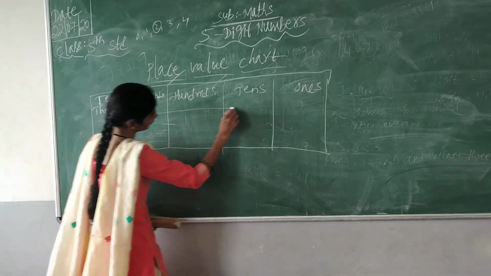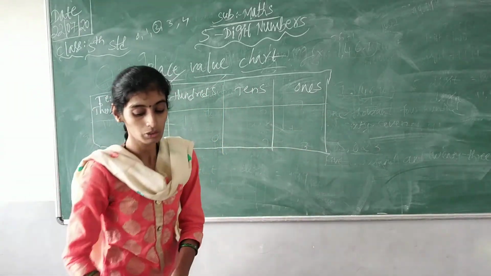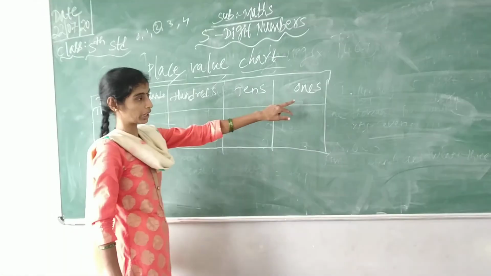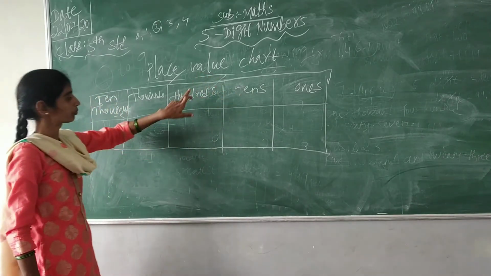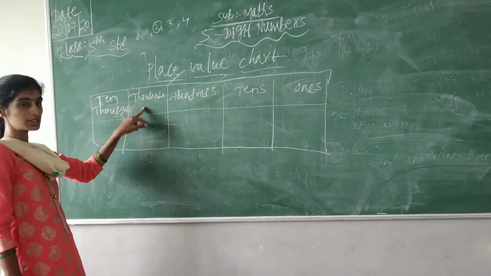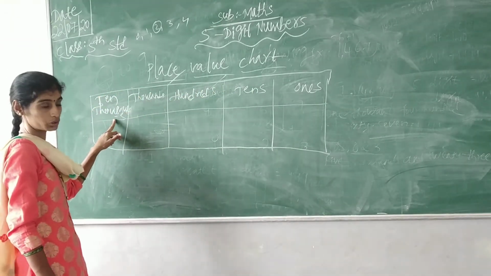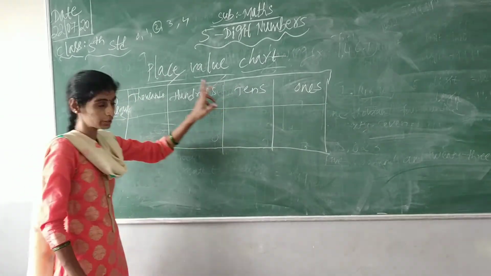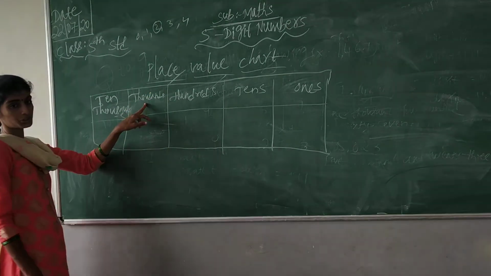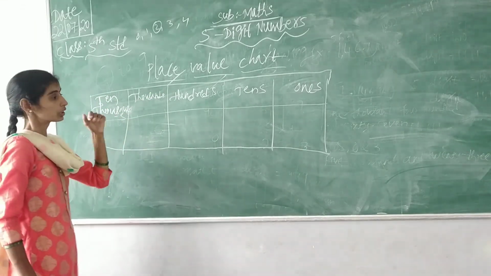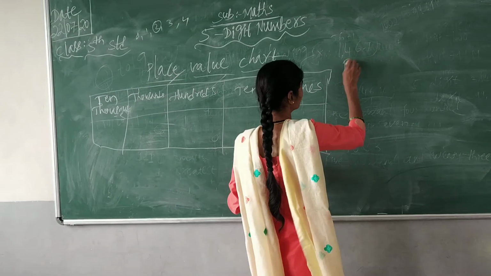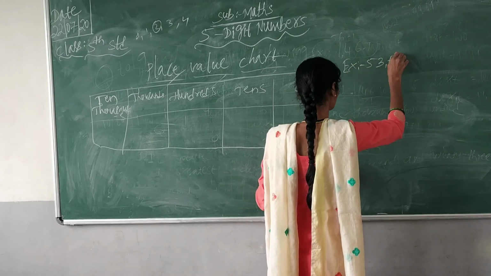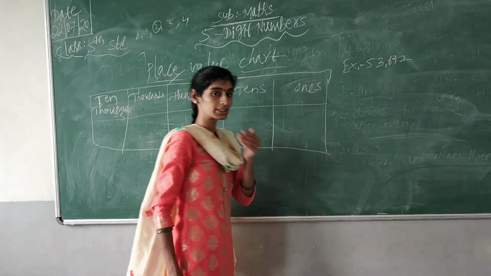So what are the place values for 5-digit numbers, children? Ones, tens, hundreds, thousands, 10,000s. So shall we repeat once again? Ones, tens, hundreds, thousands, 10,000s. So with an example, we will represent it in the place value chart. How to represent this number in the place value chart?